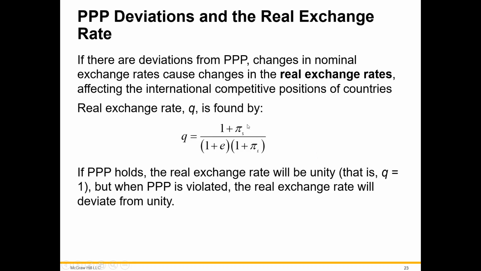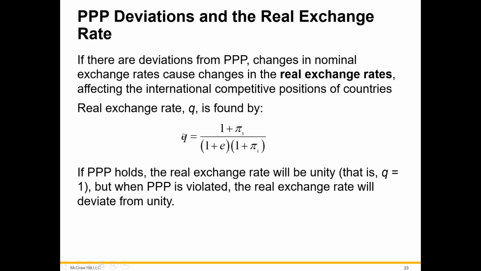So if the dollar is inflating at 4% and the pound is inflating at 1%, and the exchange rate is drifting at 3%, this will be roughly equal to 1.04, and this will be roughly equal to 1.04, and that means Q will be equal to 1. And so if purchasing parity is real, then Q is 1. But if it's not true, then Q could be something else. And that would mean a difference. The real exchange rate doesn't follow purchasing parity.